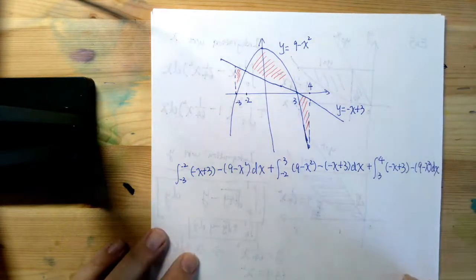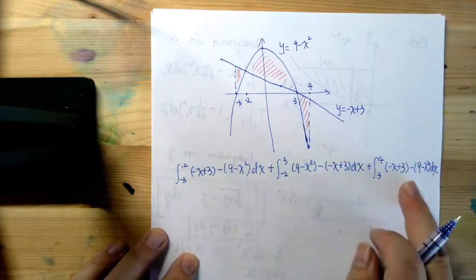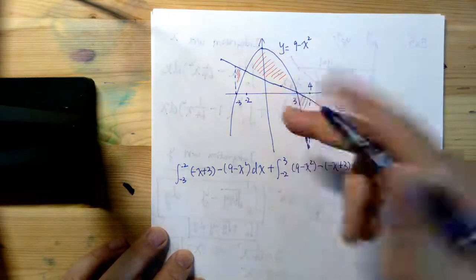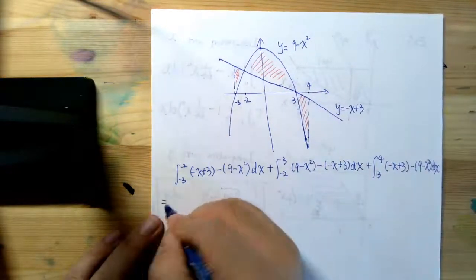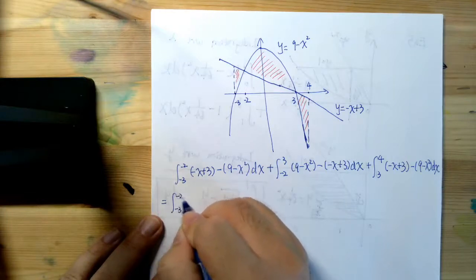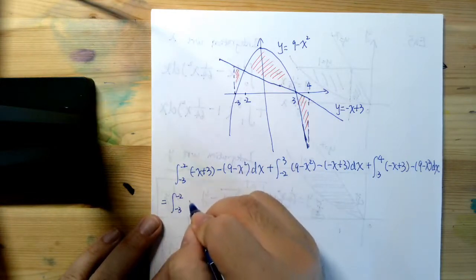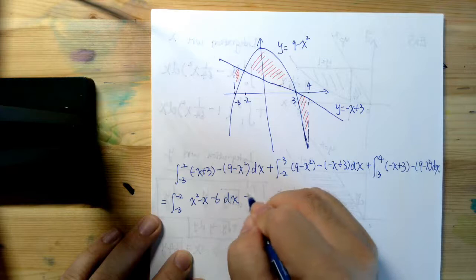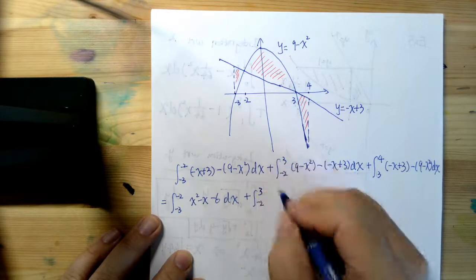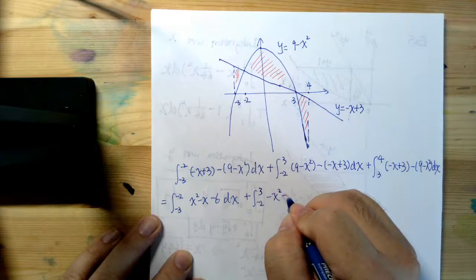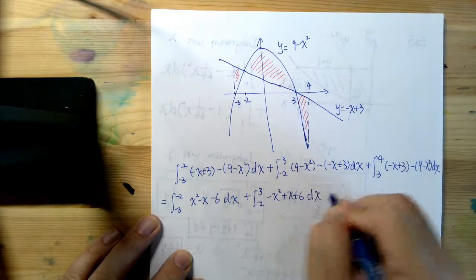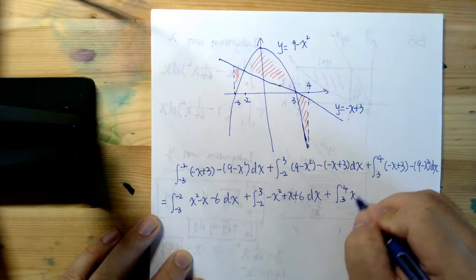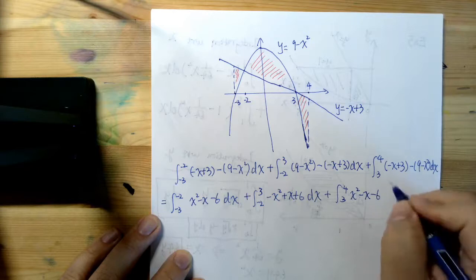So you can see the integrand for the first and third integral are the same, and the middle one is just the reverse, because the upper and lower functions interchange. Now if you simplify a little bit, from negative 3 to negative 2 it becomes x squared minus x minus 6 dx, plus from negative 2 to 3, negative x squared plus x plus 6 dx, and then plus from 3 to 4, x squared minus x minus 6 dx.